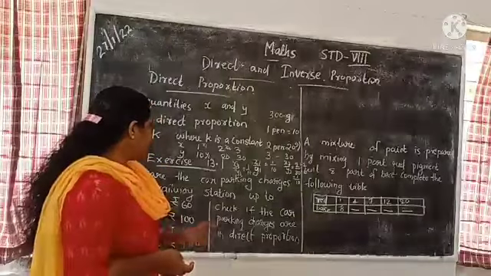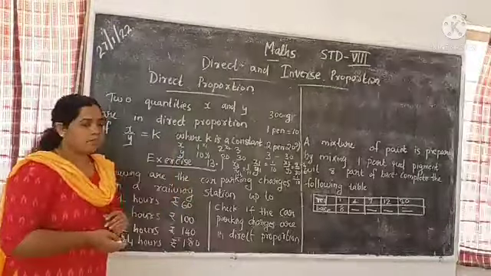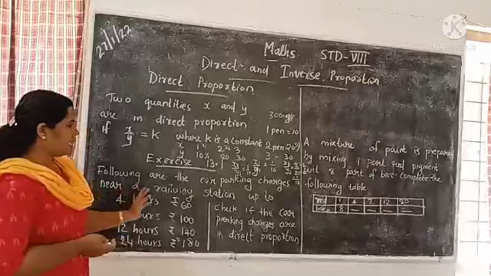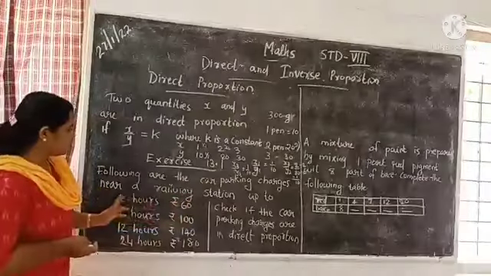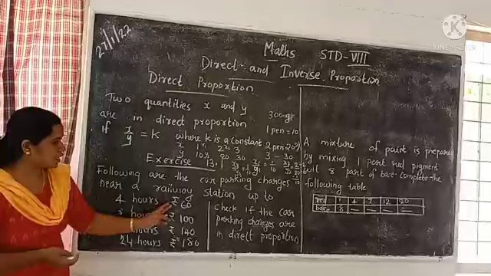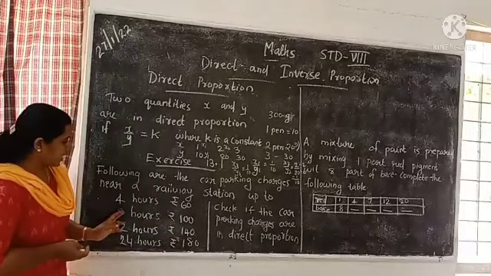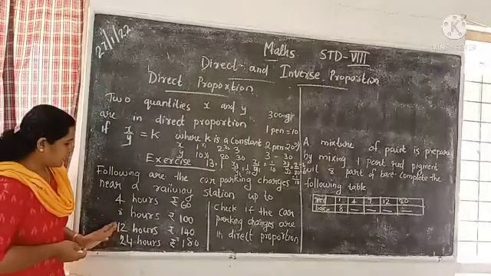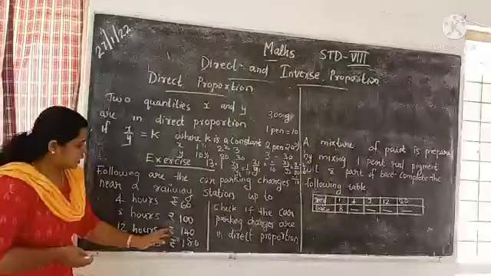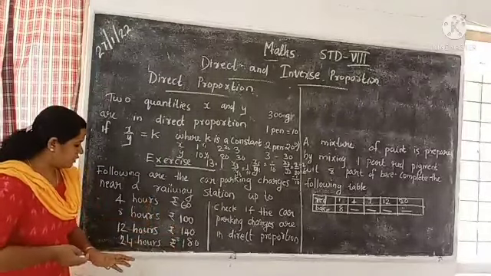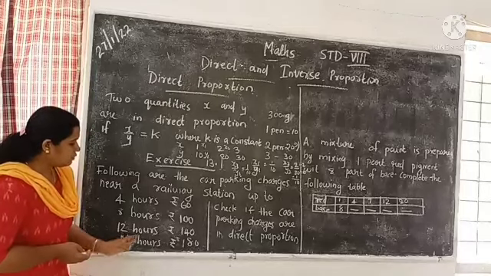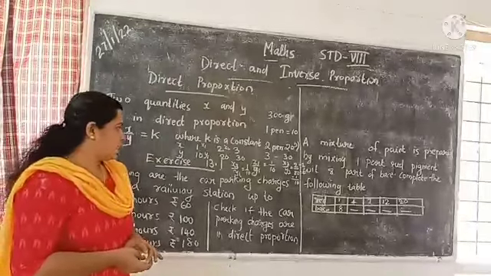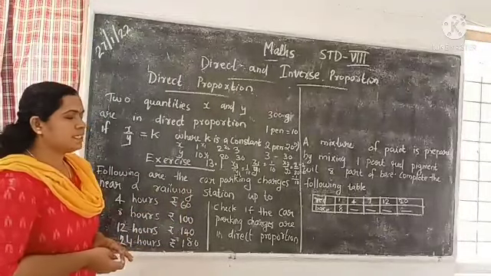Now we are doing exercise 13.1. Following are the car parking charges near a railway station. Up to 4 hours, the parking charge is rupees 60. Up to 8 hours, rupees 100. Up to 12 hours, rupees 140. Up to 24 hours, rupees 180. Check if the car parking charges are in direct proportion.